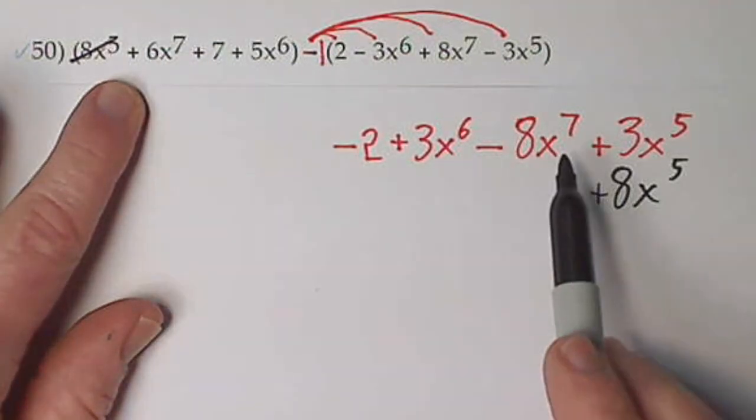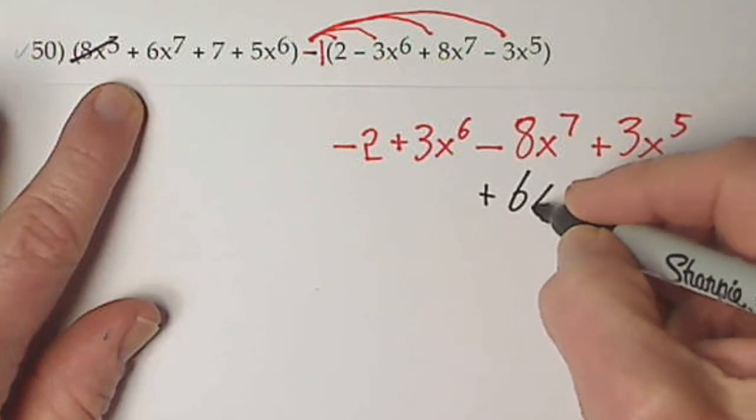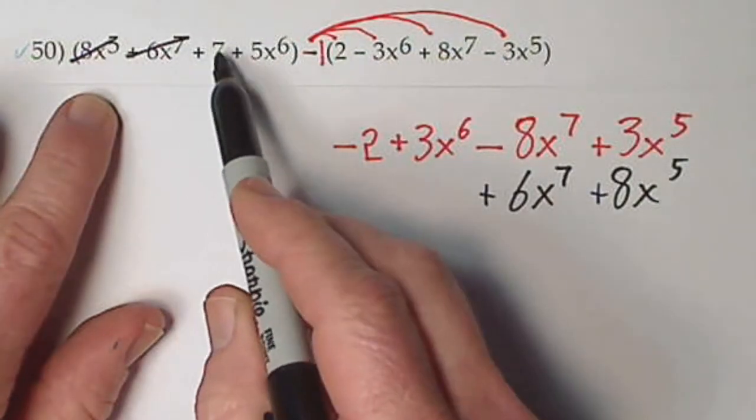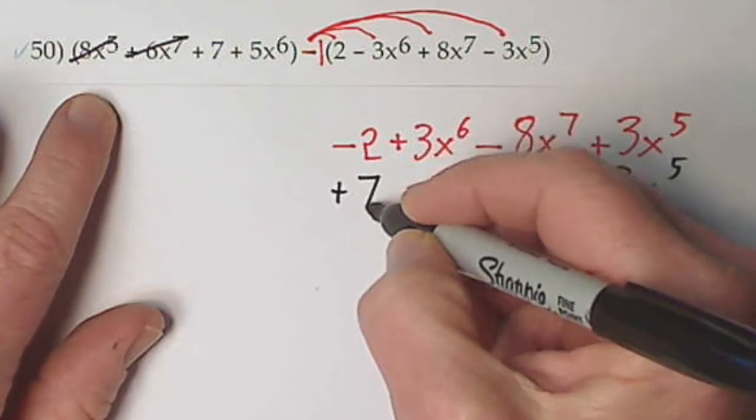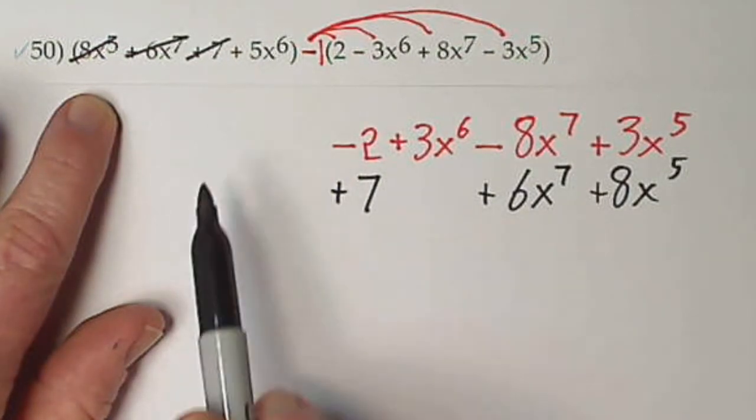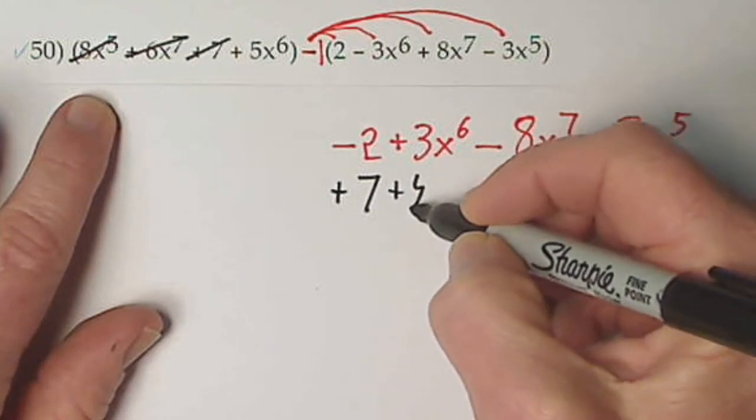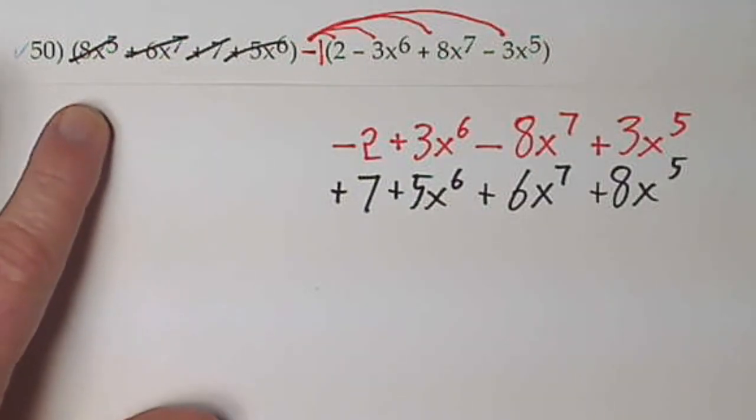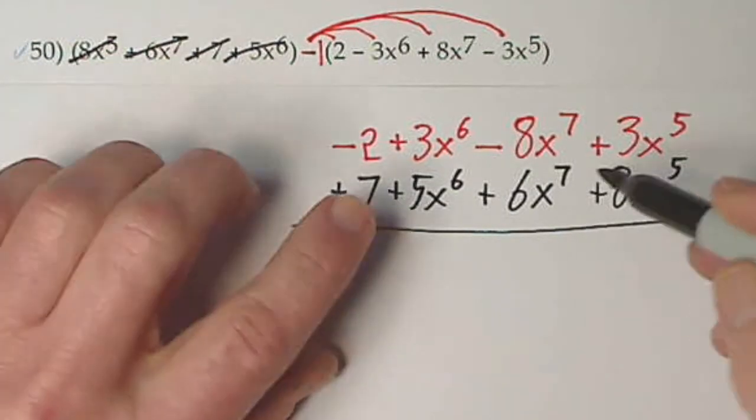6x to the 7th is going to sit right under this x to the 7th. So that's plus 6x to the 7th. I've taken care of that one. This positive 7 is going to sit right underneath this negative 2. So I'll put my positive 7 right there. Taken care of that. And the last thing I have is a positive 5x to the 6th. It'll sit underneath this x to the 6th. So plus 5x to the 6th, and that's taken care of. Okay, and now everything is stacked up. I think it's a little bit easier to keep track of everything.